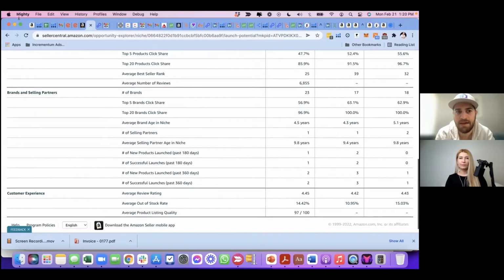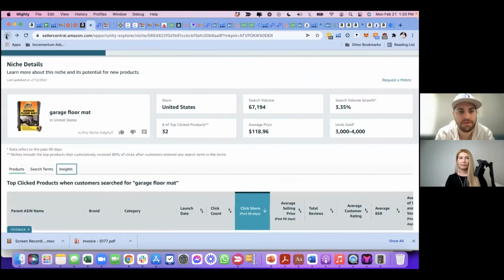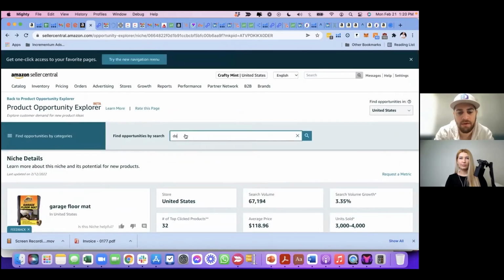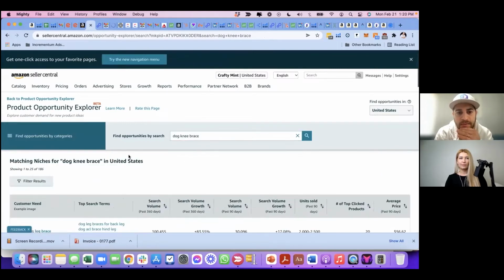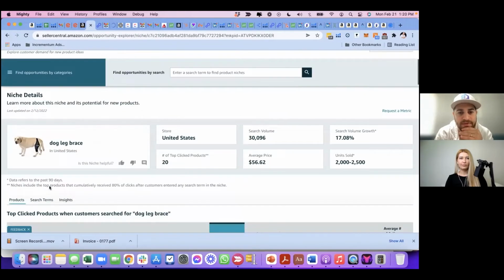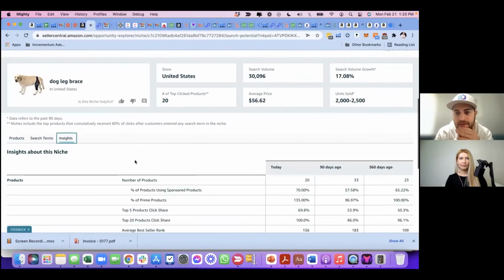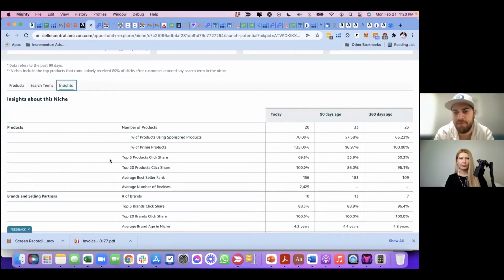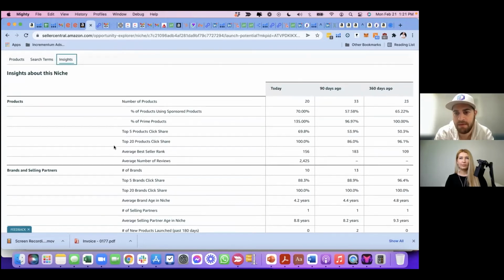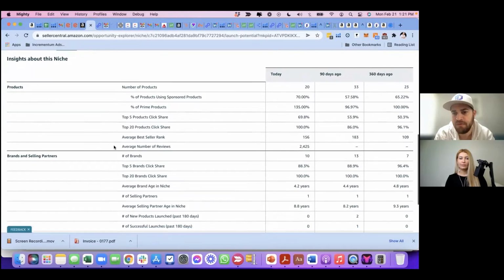That is also interesting. I looked at a category in pets as well, but that was a niche. It'd be interesting to check it again: dog leg brace, and I was actually able to find it through this. And again, here we see 70% of products using sponsored products, so a little bit lower. And average number of reviews 2,400.